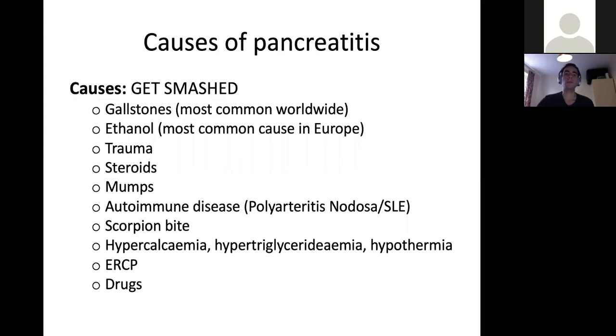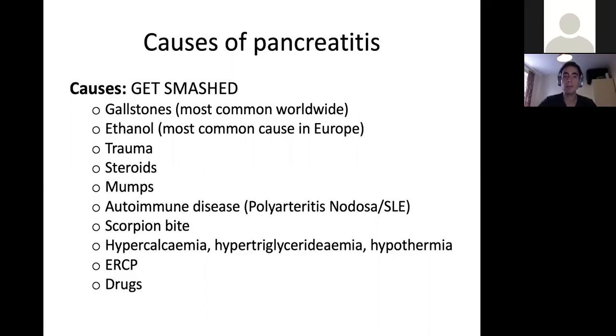So, causes of pancreatitis. Two things that we need to think about when we think somebody has pancreatitis: do they have gallstones? Do they drink lots of alcohol? These are the two things. An easy mnemonic to remember the causes of pancreatitis is GET SMASHED. Unfortunately, you just have to learn them.